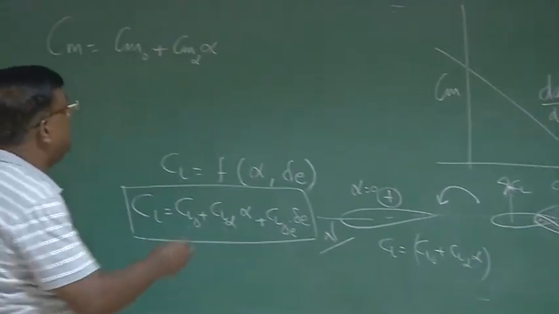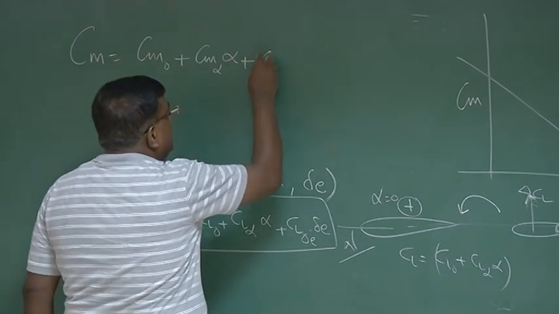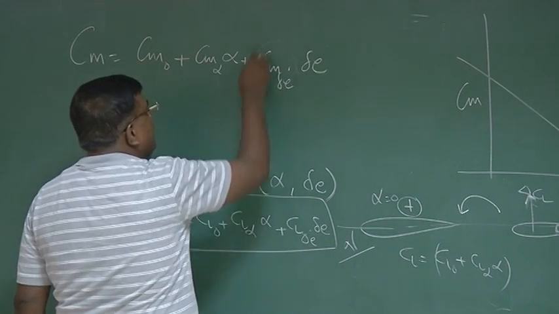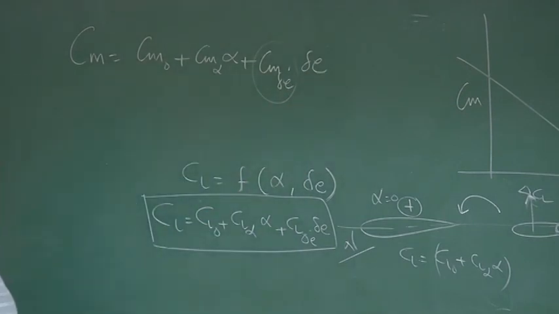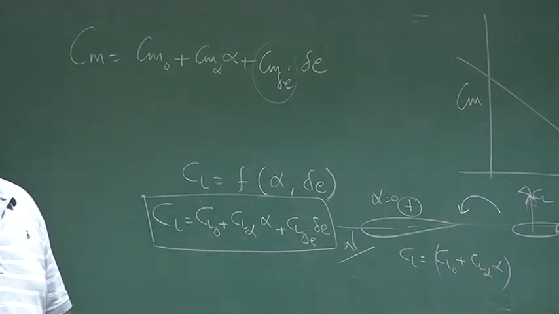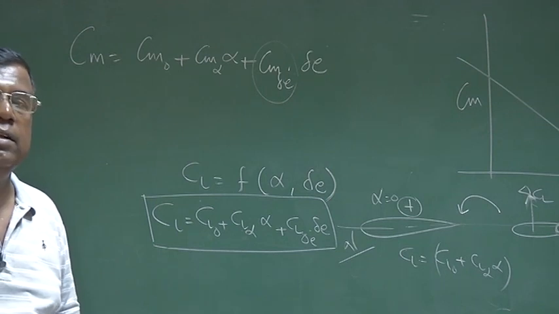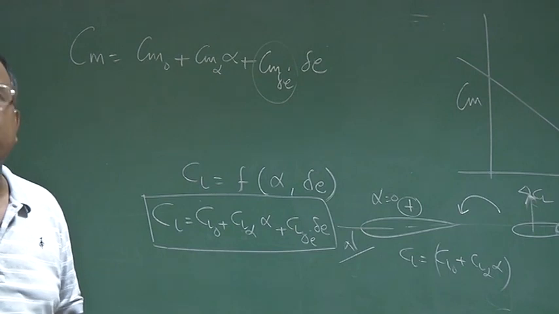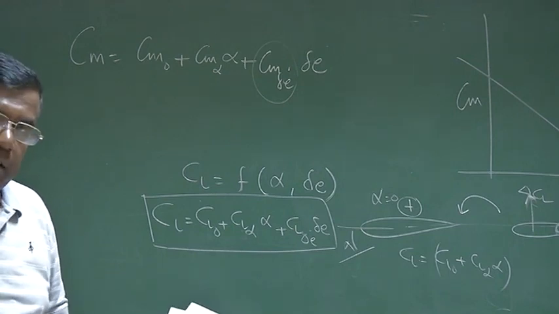So I need to add Cm delta E into delta E, where Cm delta E is the additional change in the pitching moment coefficient because of delta E, or in terms of dimensional quantities, the additional pitching moment generated because of elevator deflection, all about the center of gravity.